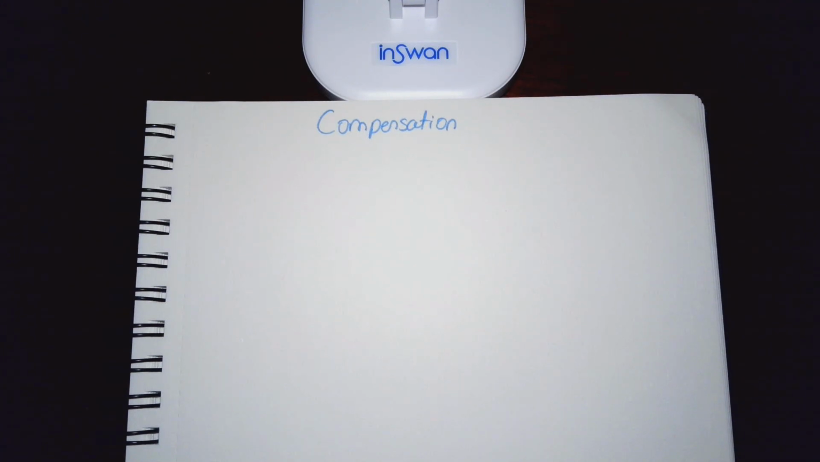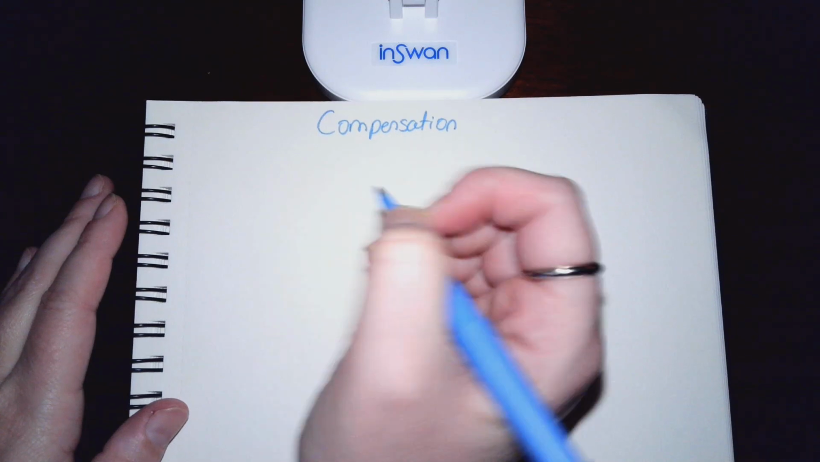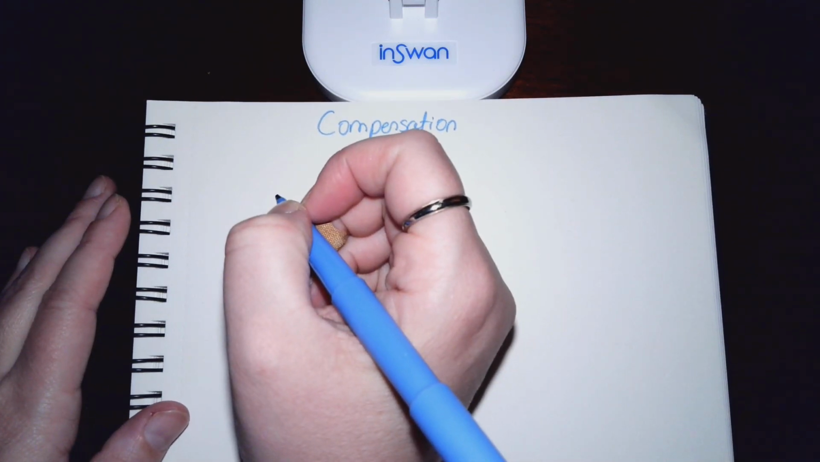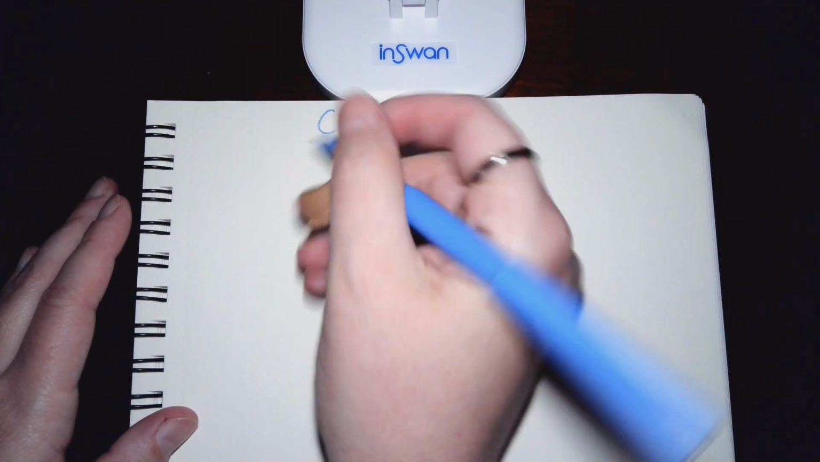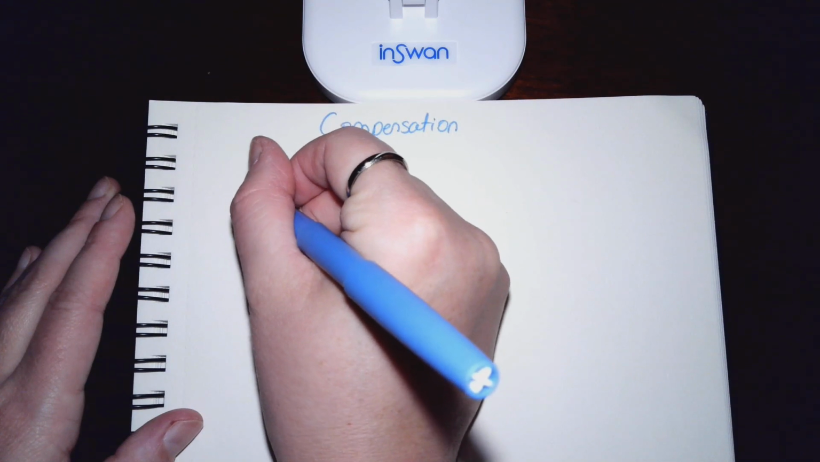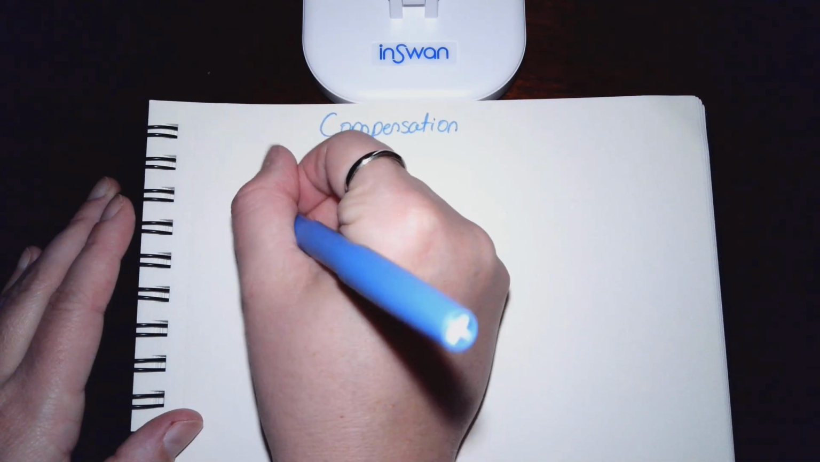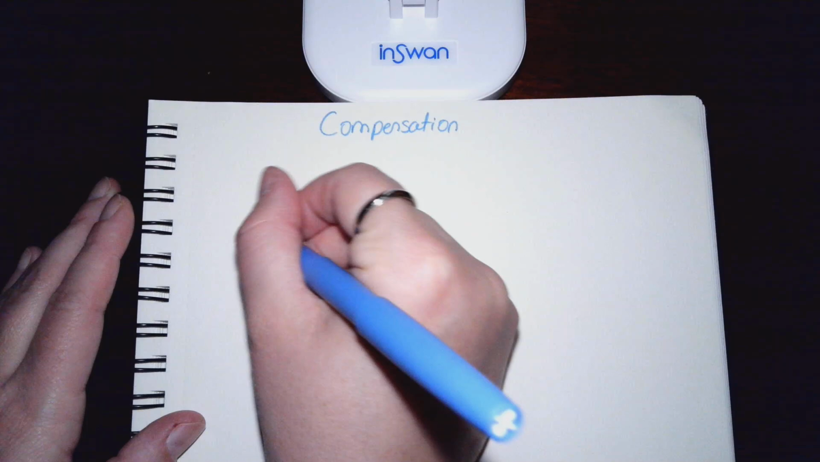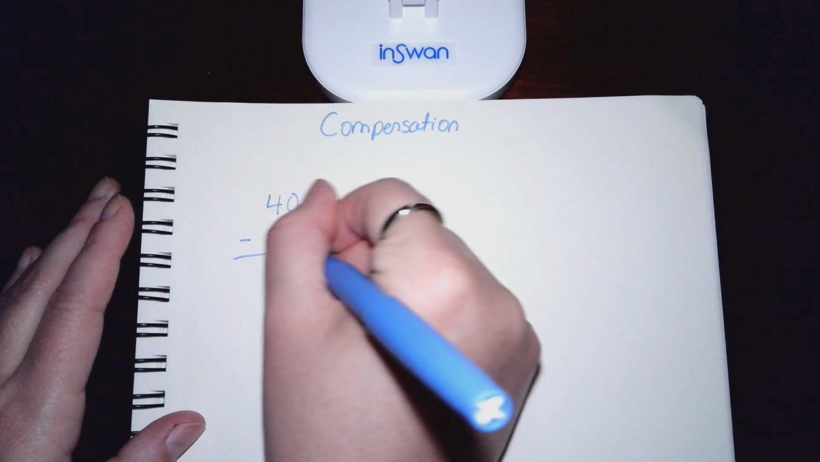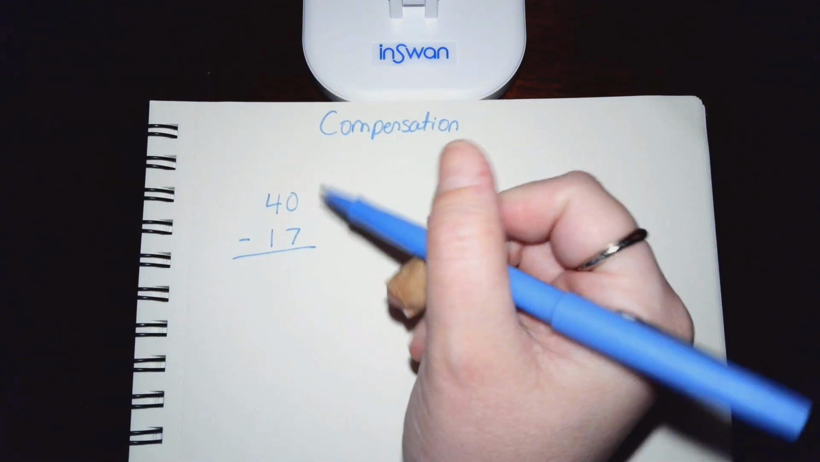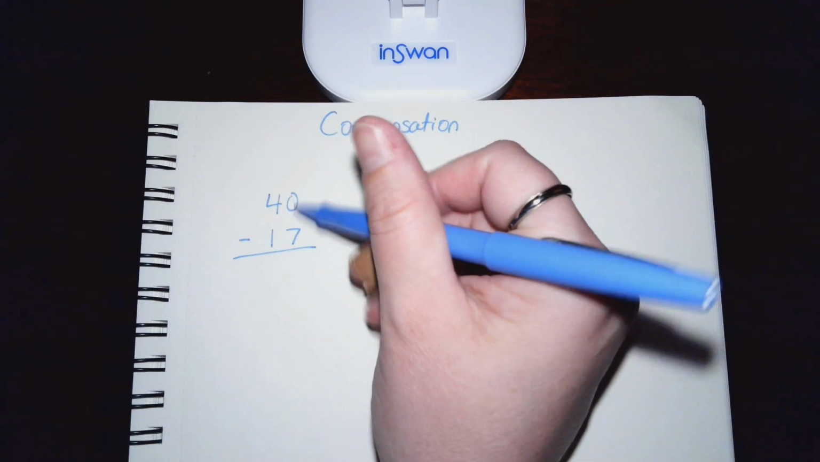In this lesson, we are going to focus on two-digit subtraction with compensation. So when we're looking at compensation, the numbers we're going to focus on are the ones where we start off with our decade numbers, which would give us a 0. So if I'm looking at 40 minus 17, okay?